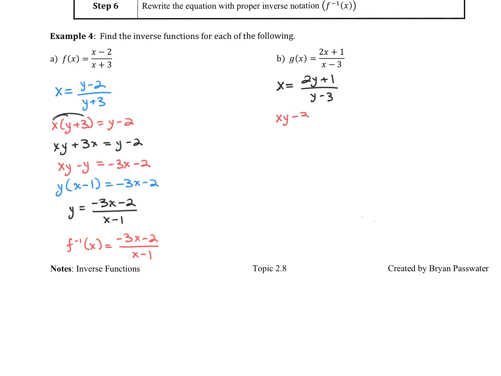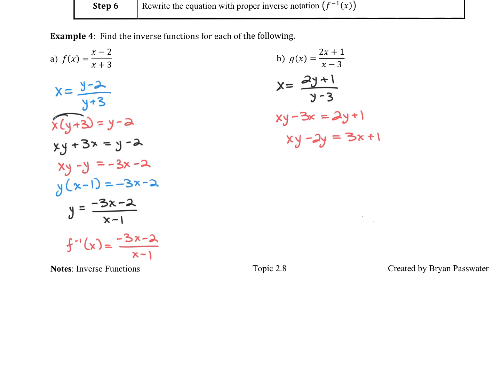xy minus 3x. All right, so the first example I showed all my steps. This one, I think you guys are good enough to break them down a little bit. And so now I need to get my y's on one side and my x and everything else on the other. And so I'm personally going to bring my y over here, but you don't have to. So then I'm going to move that guy over there. And so now I'd end up with what? xy minus 2y is equal to 3x plus 1.